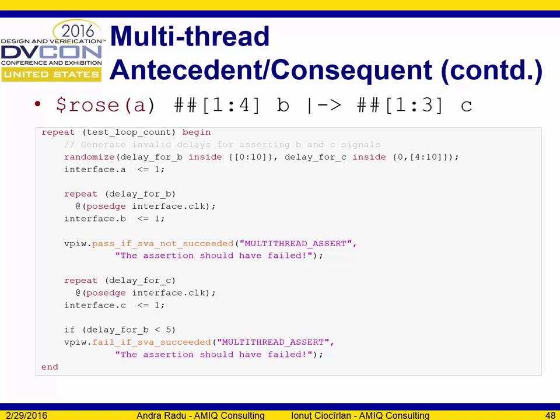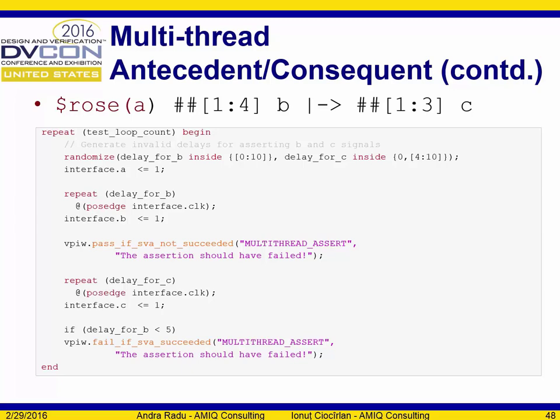So here we randomize the delays to be invalid. We expect that the SVA shouldn't have succeeded up to this point, because B was asserted not between 1 and 4 clock cycles, but at a different time than what we needed. So the assertion should have failed up to this point, but we still go on with the test and see that if C asserts, the assertion should not trigger and it should still be in the fail state up to this point.